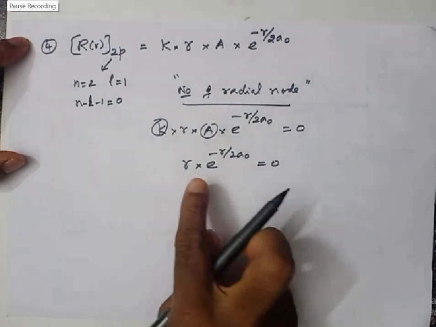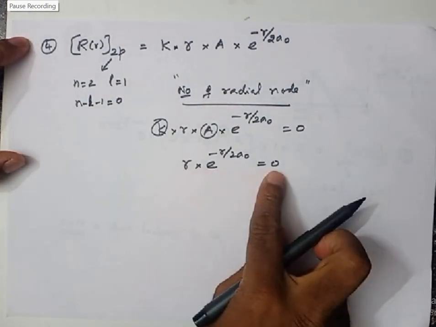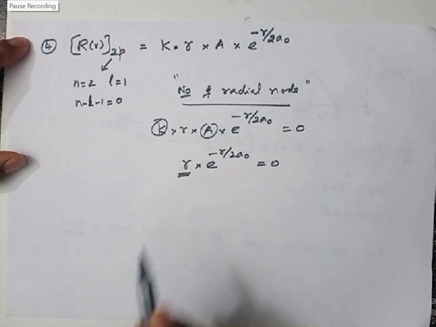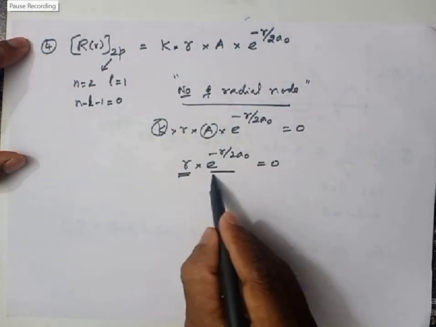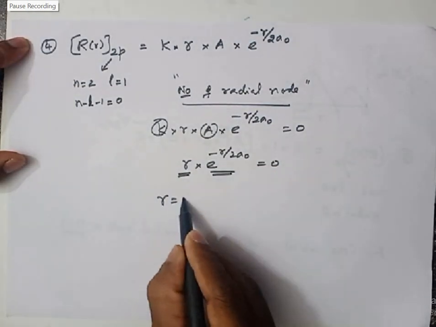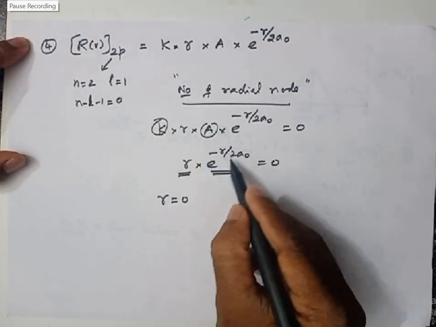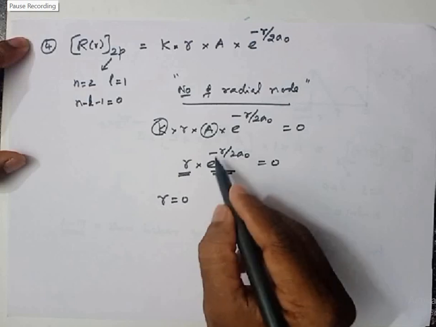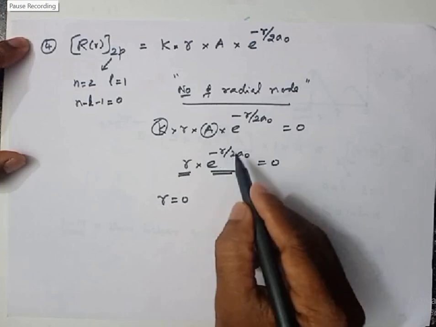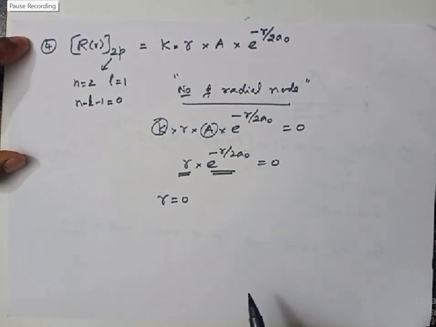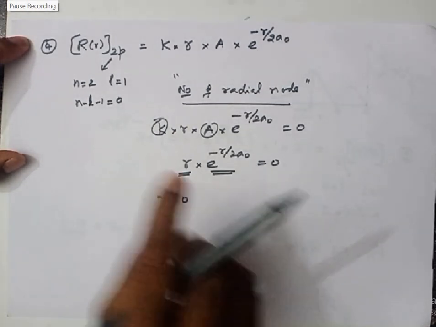Now if I multiply these two, I will get 0. That means either this should be 0 or this should be 0, correct? So there are two possibilities. One is r equal to 0. The other one is, if this is 0, when this will become 0? Can anyone tell me when this will become 0? Infinity, sir.